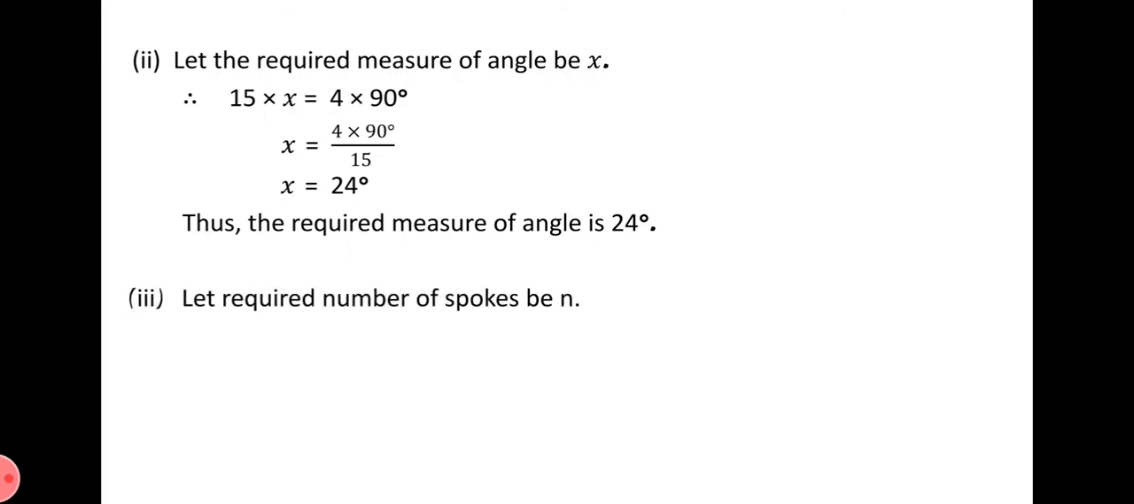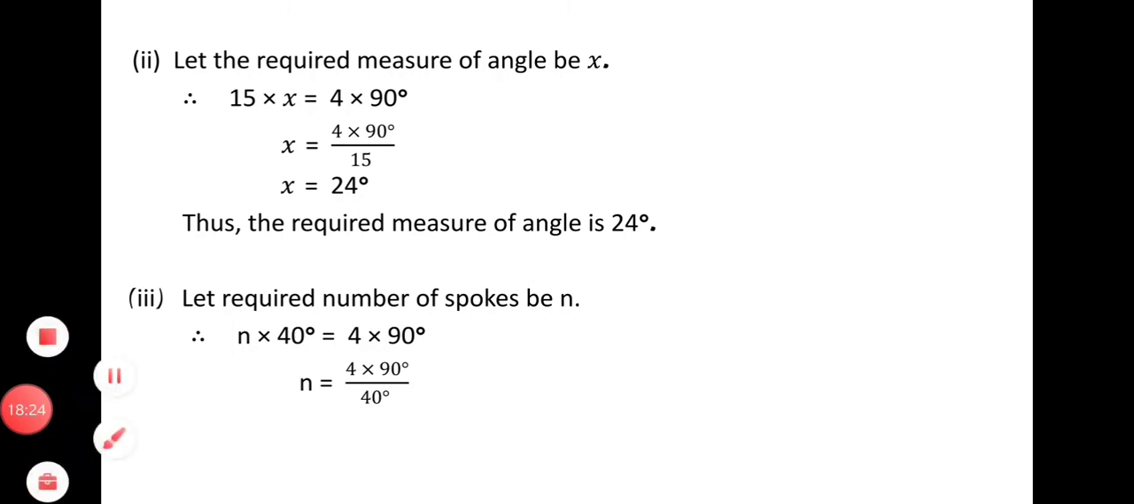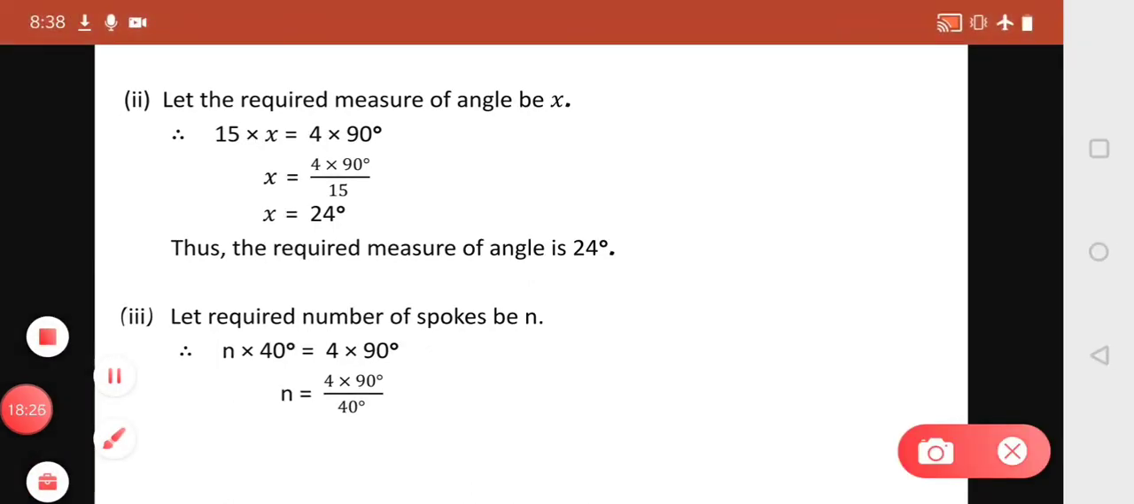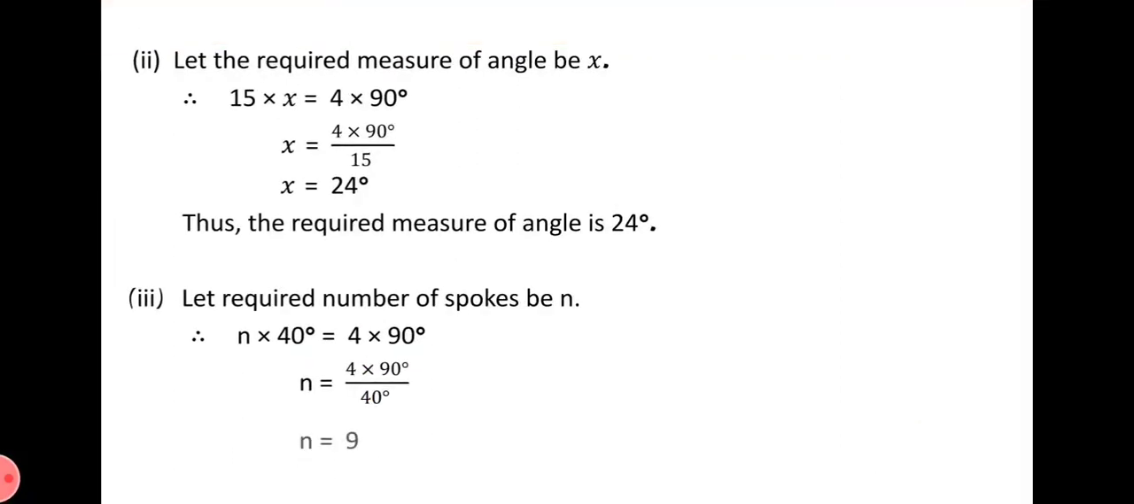let the required number of spokes be n. Therefore, n into 40 degrees equal to 4 into 90 degrees. Therefore, n equal to 4 into 90 degrees upon 40 degrees. Here you can directly do the cancellation, that is, you can reduce it easily. Cut here, and we can cut 4 into 4 also. So it will be 9. So the number of spokes is 9. Thus the required number of spokes is 9.